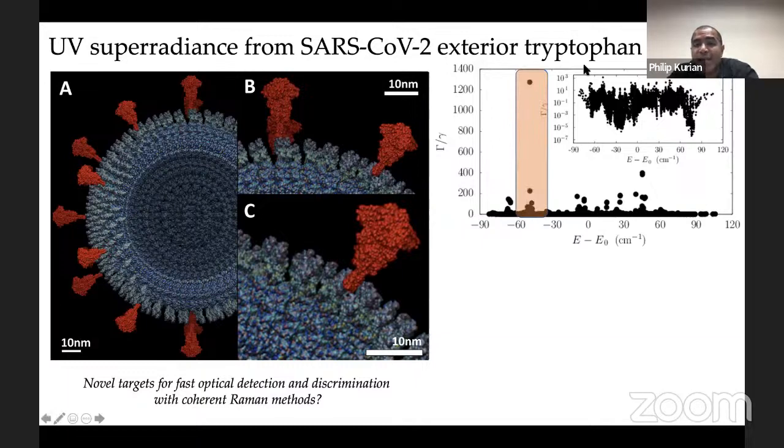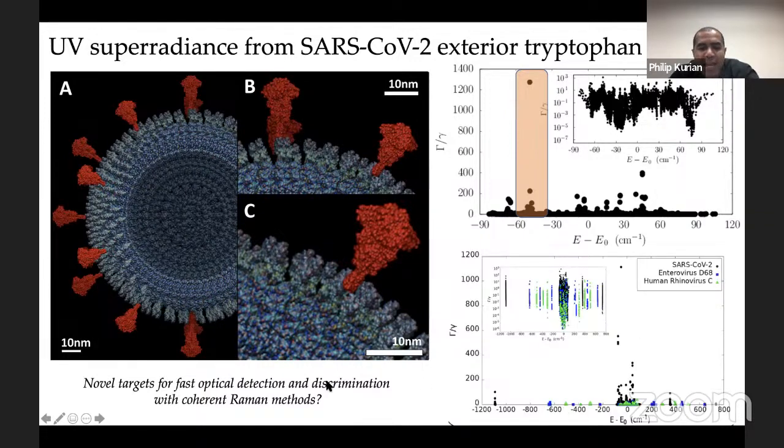And we were surprised to find as well, at least 1,000 times, the superradiant effect due to this collective state around the system. So we're currently pursuing this as a detection and discrimination method with coherent Raman spectroscopy in the vibrational degrees of freedom to look at SARS-CoV-2 compared to other viruses. And you can see here, compared to enterovirus and rhinovirus, there's an enormous superradiant effect and a superradiant redshift relative to these other more common viruses.